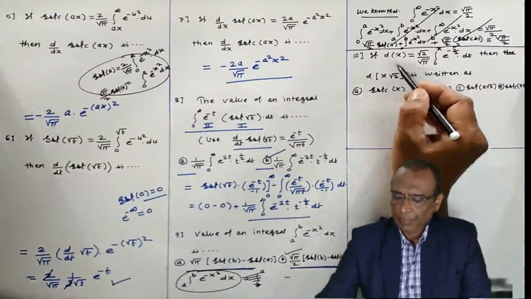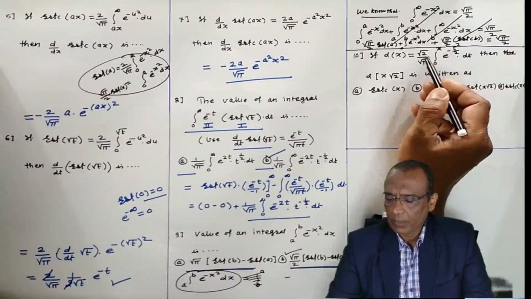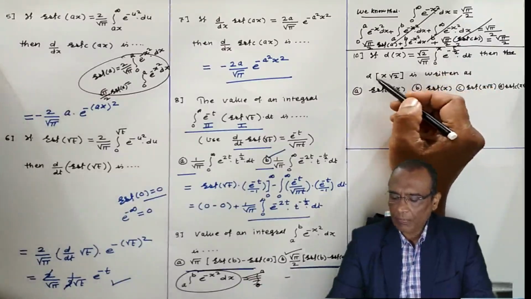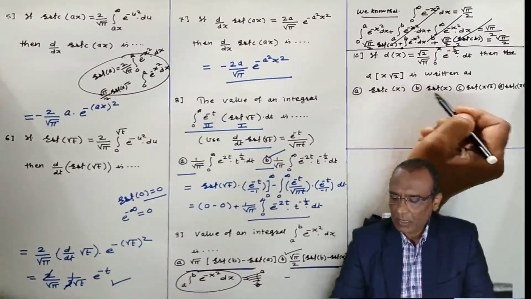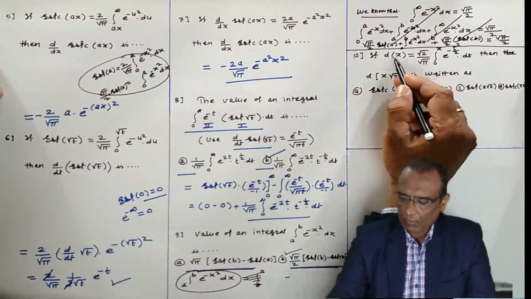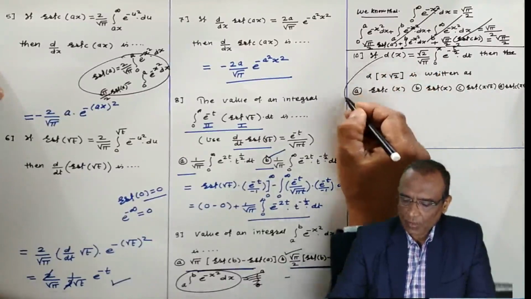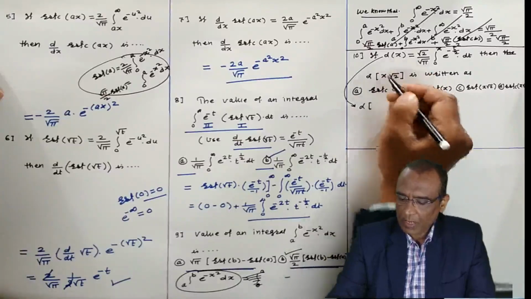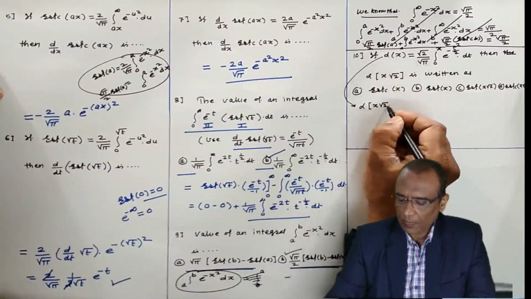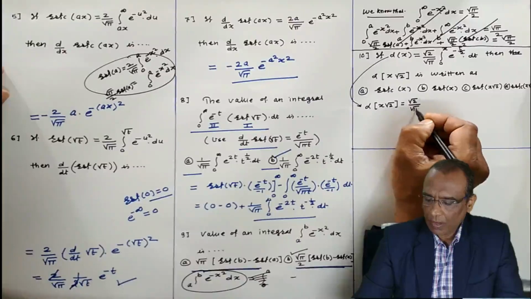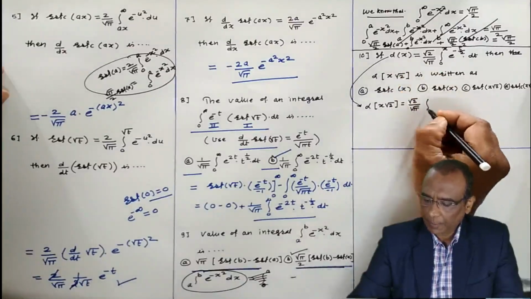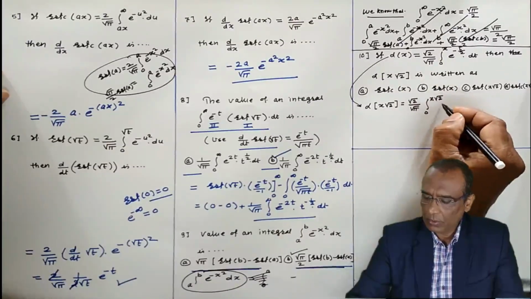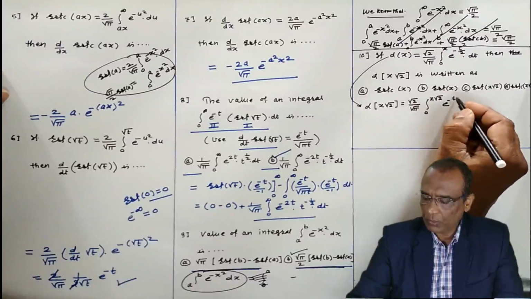Now the 10th one. If alpha x is given as root 2 by root pi, integral 0 to x e to the power minus t by 2 dt, then alpha of x root 2 is written as one of these. I am replacing x by x root 2, because its value we want. Wherever alpha x is present, I have to write x root 2.